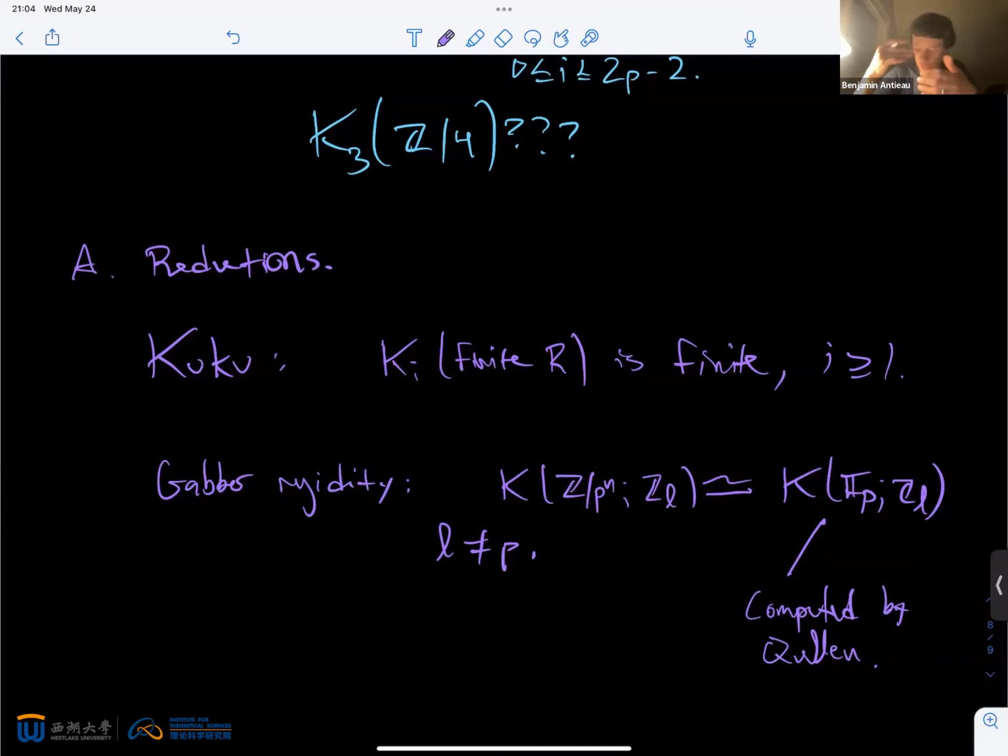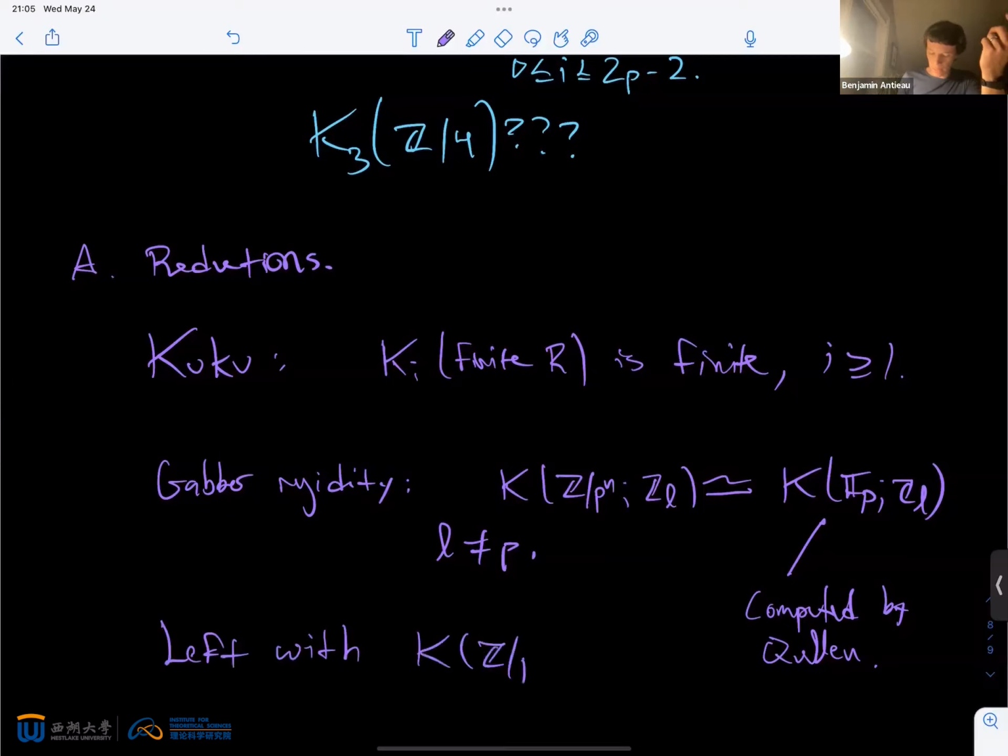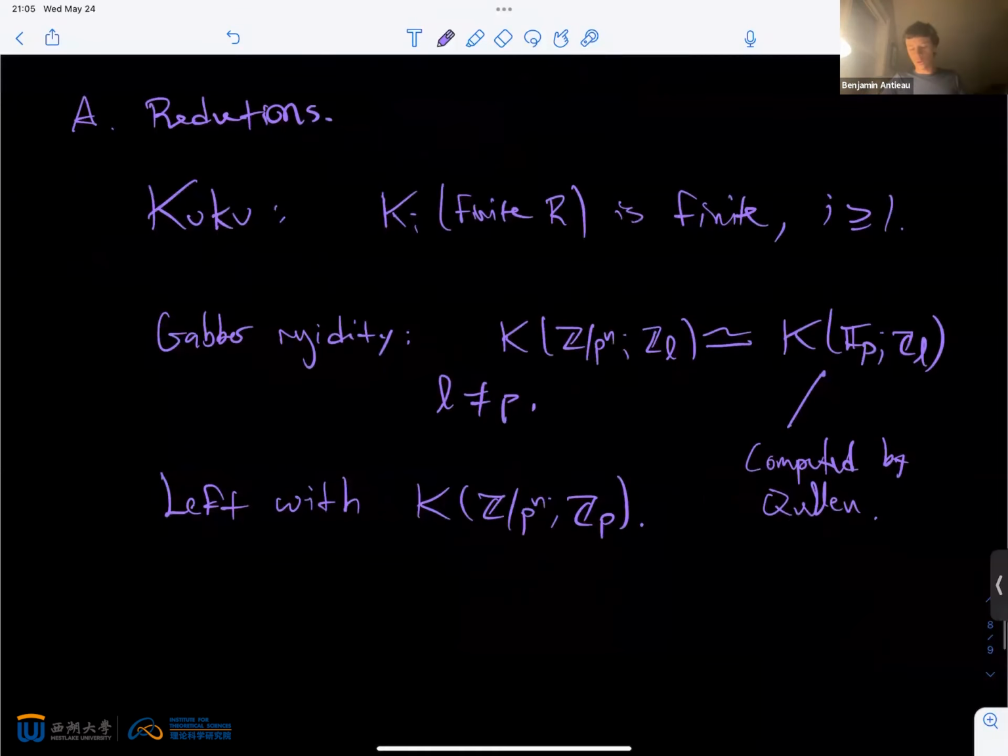Okay. So what does that leave us? If we want to compute the K theory of Z mod p to the n, we're left with the K theory of Z mod p to the n with p-adic coefficients, i.e. just the p-torsion information in each of its K groups. That's what we want to compute. Okay? So that's the open problem.